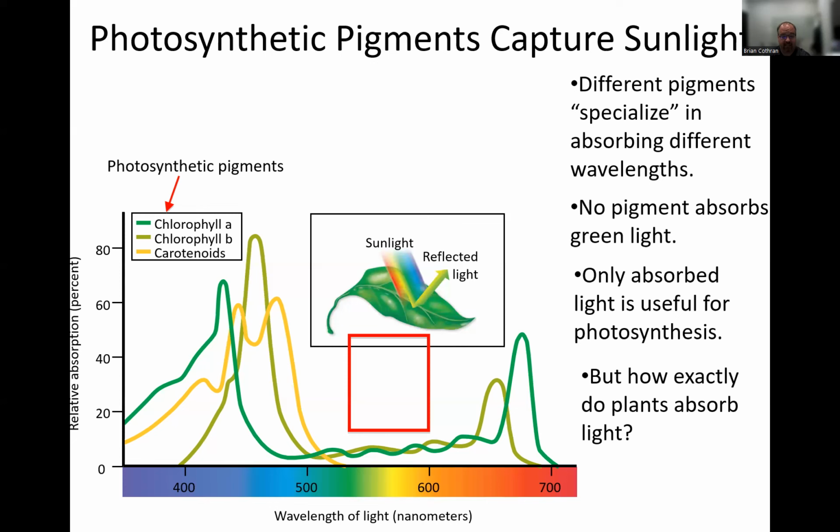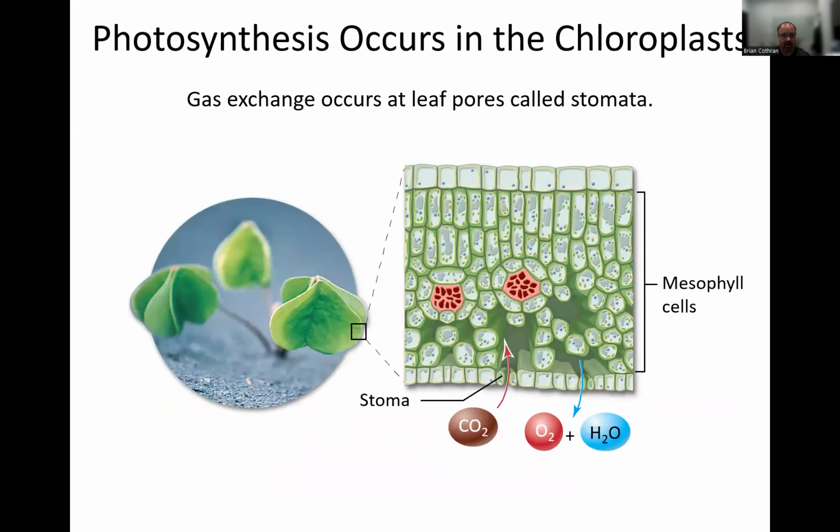So how do they actually capture it? Well, you got to get down at a little smaller level to see the capture here. So gas exchange, the carbon dioxide, obviously needed by the plant, comes in through what we call the stoma. Stomata is the plural form for stoma. And these are little openings.